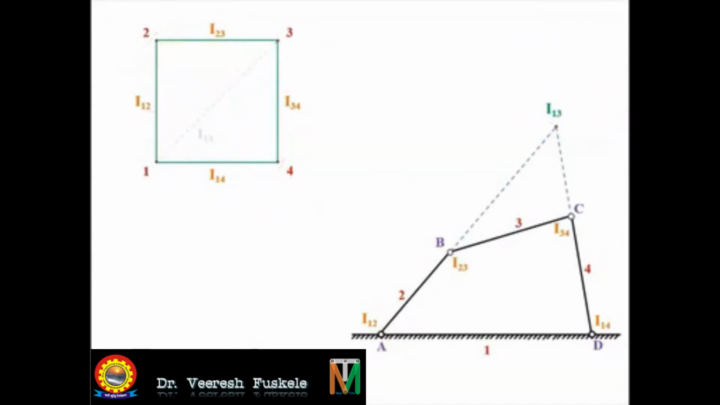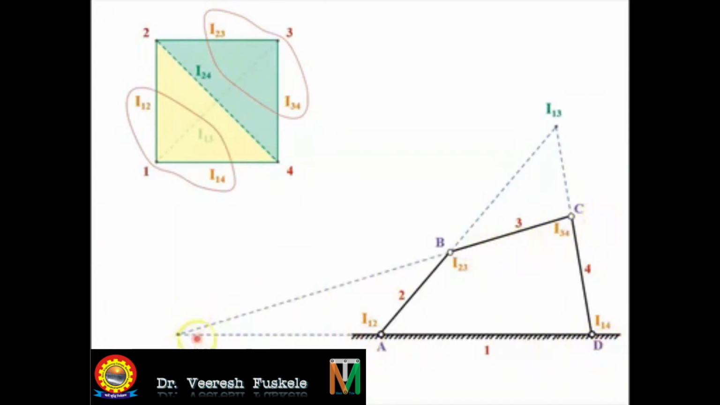Similarly, to obtain I24, we'll join the diagonal 2 and 4, and this will give us the triangles 2, 3, 4 and 1, 2, 4. Triangle 2, 3, 4 will have the instantaneous centers I23 and I34 as the sides, and triangle 1, 2, 4 will have I12 and I14 as the sides. So we'll join the line I12 and I14, and we'll join the line I23 and I34 as follows. This is I12 and I14 extended, and similarly this is I23 and I34 extended. They will intersect at the point I24. So this is how we obtain all the 6 instantaneous centers.